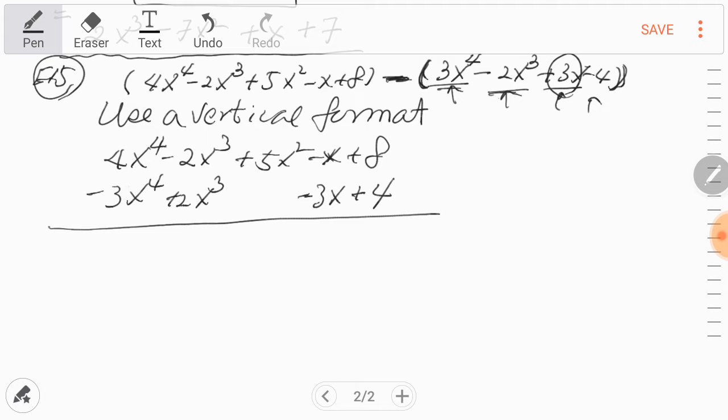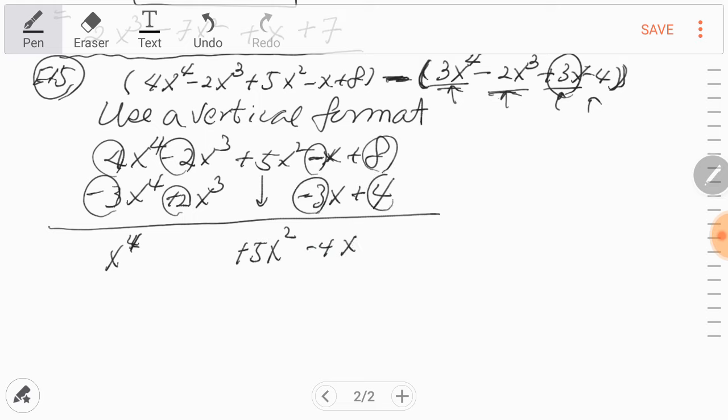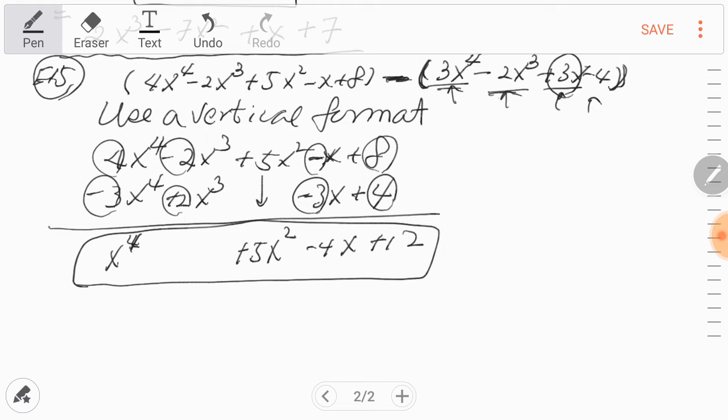Then 4 minus 3 is just 1, so x to the fourth power. And negative 2 plus 2 is 0, so this place is 0. And there's only 1, so bring it down, 5x squared. So negative x, negative 1 plus negative 3 is negative 4x. 8 plus 4 is 12. So this is the subtraction of two polynomials.